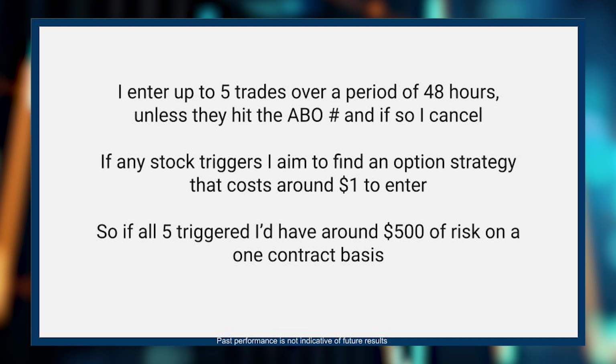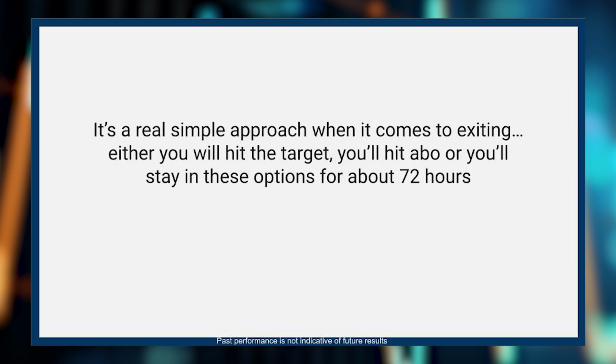If any stock triggers, I aim to find an option that costs about $1 to enter. So if all 5 triggered, I'd have about $500 of risk on the trade using a 1 contract basis. $1, 5 different times. Now, it's a real simple approach when it comes to exiting. Either you will hit the target, or you hit your all bets off number, or if you stay in these options for about 72 hours, which is about the general time you need to stay in them to hit your targets.